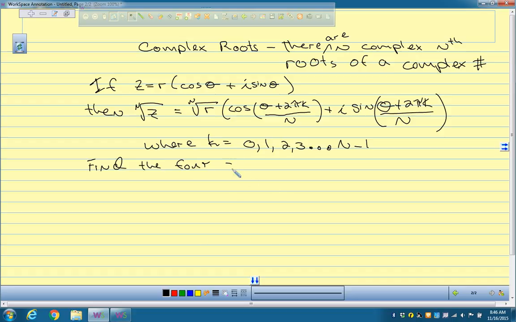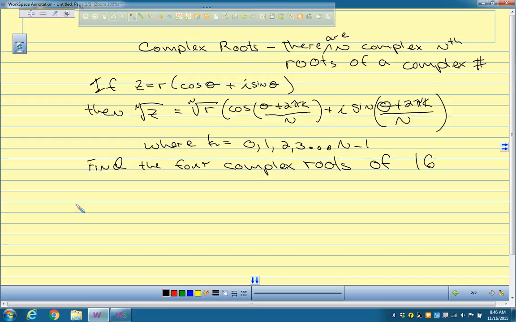Find the 4 complex roots of 16. And you go, wait a minute, there's only one 4th root of 16, right? And that's 2, right? But there's actually 4 of them, and 2 of them are complex. Okay? Who knows what the other 2 are? What's a 4th root of 16?